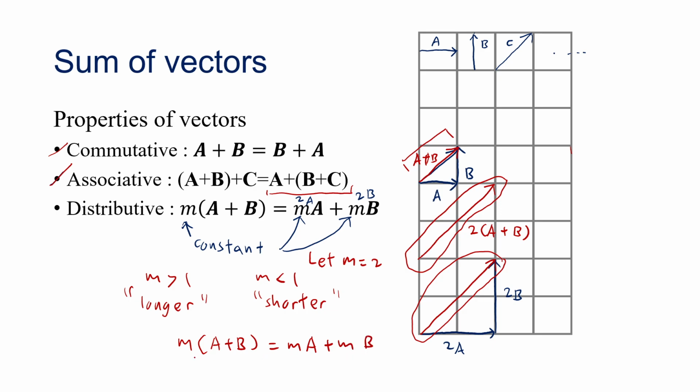That means this is equal to the scale of this constant multiplied with each individual vector. This is what we know as the distributive property. So here are some basic properties of a vector.